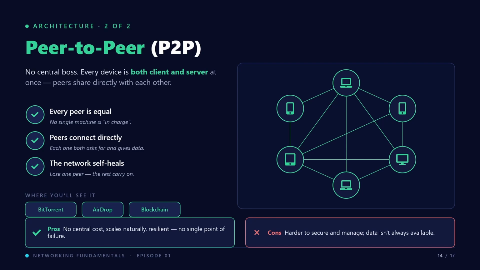A few things fall out of that. Every peer is equal. No single machine is in charge. They connect directly, each one both asking for and giving data. And because there is no center, the network heals itself. Lose one peer and the rest just carry on. You use it in BitTorrent, AirDrop, and the whole idea behind blockchain and Bitcoin.